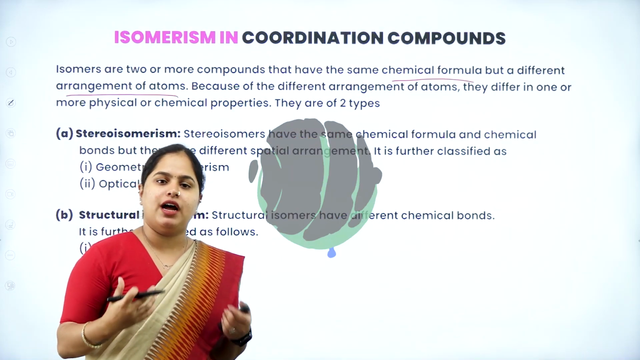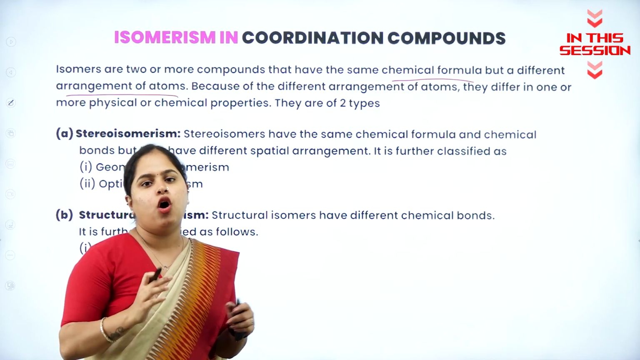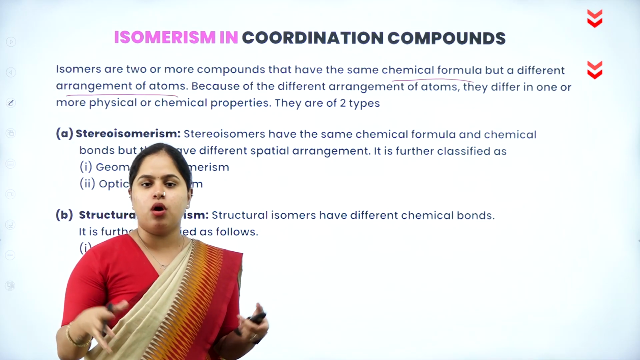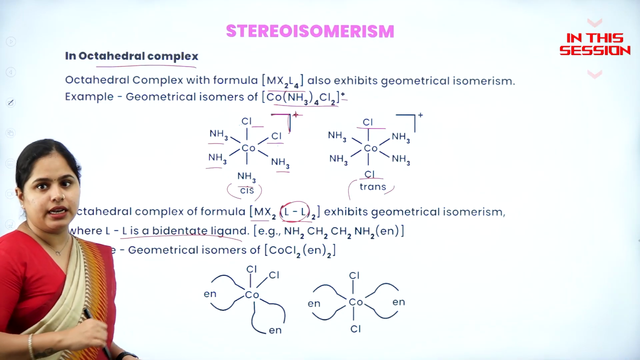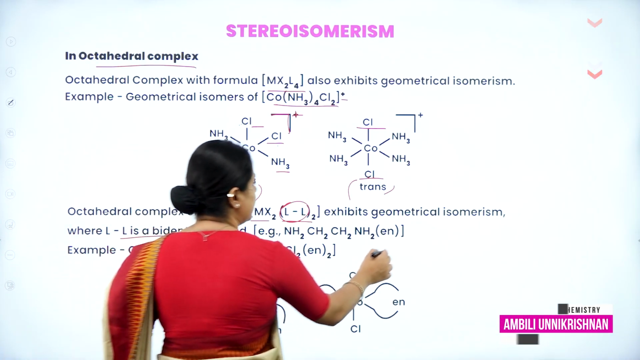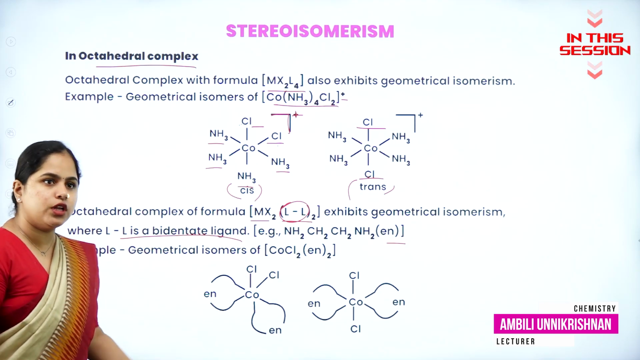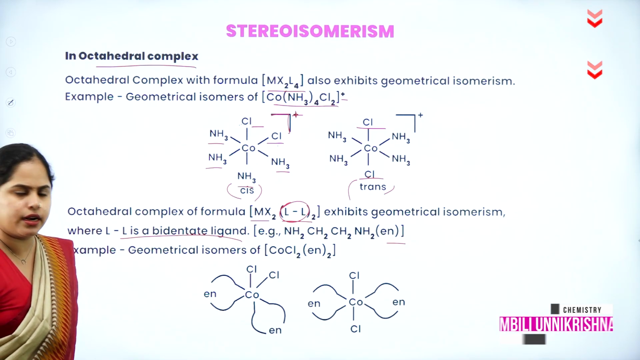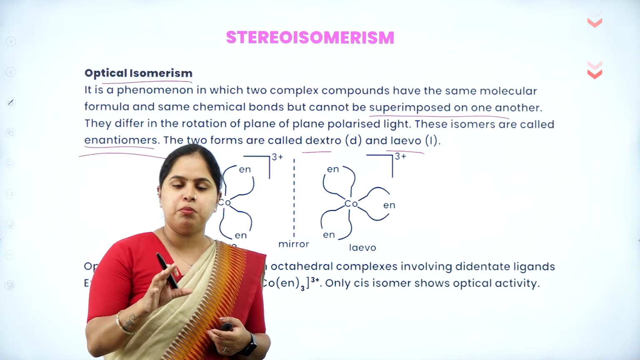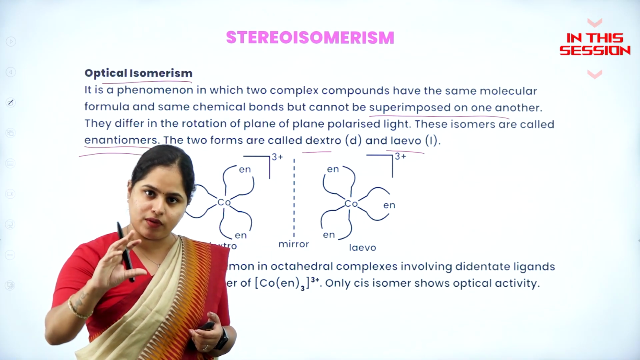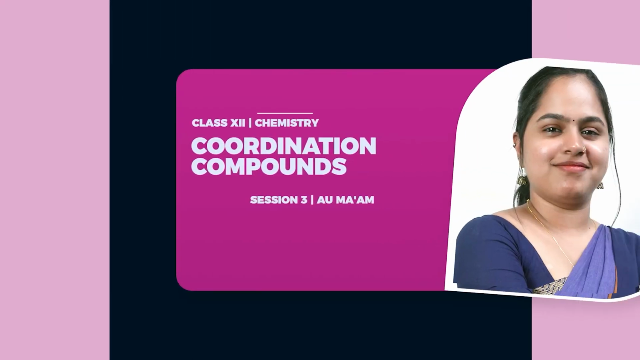The arrangement of atoms, something related to the spatial arrangements, the bonds, all of that are different, but these compounds will have the same molecular formula if it is a bidentate ligand. So for example, we have taken en here, that is ethane 1,2-diamine. So in that case, how will you write the geometrical isomerism cis and trans? Let's take the example of [CoCl2(en)2]. The plane polarized light, if it is rotated towards the right by the compound, it is called dextro.